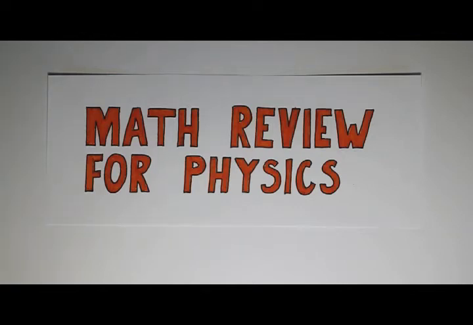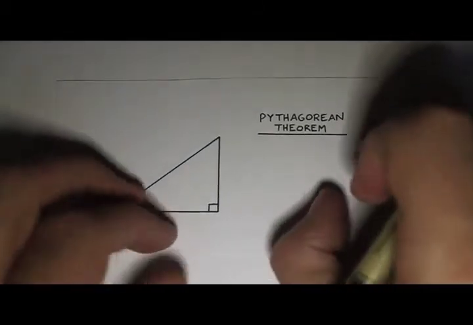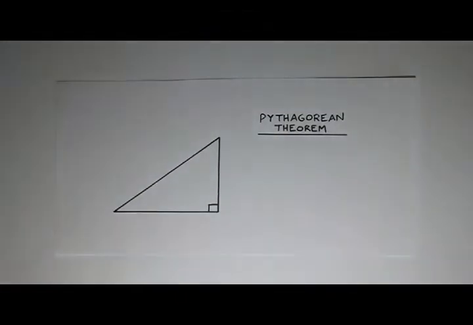Okay, so this is a math review for introductory physics, and in this video I want to talk about the Pythagorean theorem. The Pythagorean theorem is something that works for right triangles only. In other words, you have to make sure you have that 90-degree angle in order to use it.